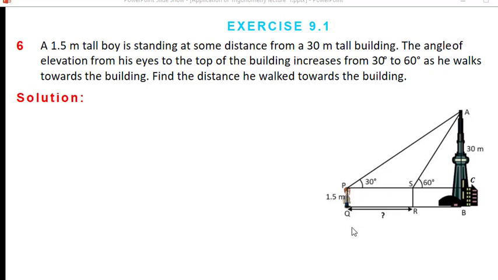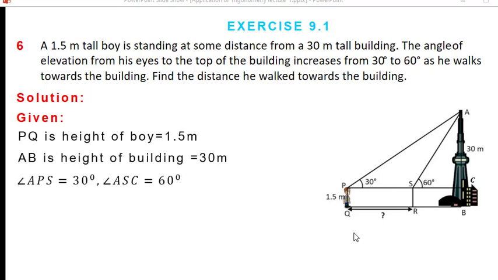PQ is the height of the child or boy. AB is your tower, okay, which is 30 meter height. When you are looking towards the top of the tower, you are making an angle of 30 degree with the horizontal. You move a distance to a point S. There you find the angle of elevation as 60 degree. You have to find this PS, or you can say this QR.